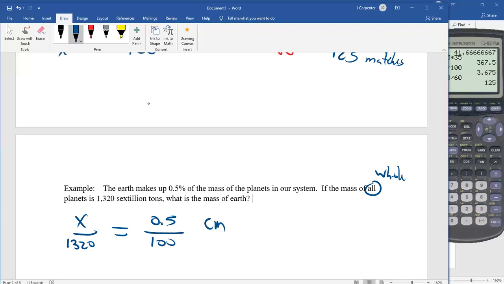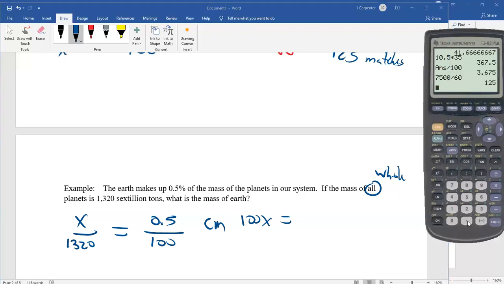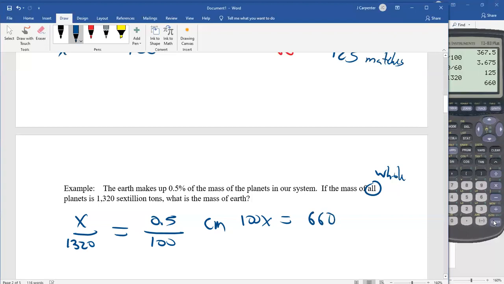We're then going to cross multiply. So we take our 100 times our x. We take our 0.5 times our 1320. So we're going to do 0.5 times 1320, which is just half of 1320, and that's 660. And then we're going to divide both sides by 100. And that will give us our answer of x is equal to, well, anything divided by 100 just moves its decimal left twice. If you need to show the calculation, go for it. But that would be 6.60.